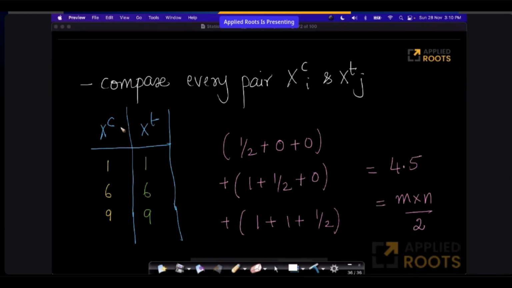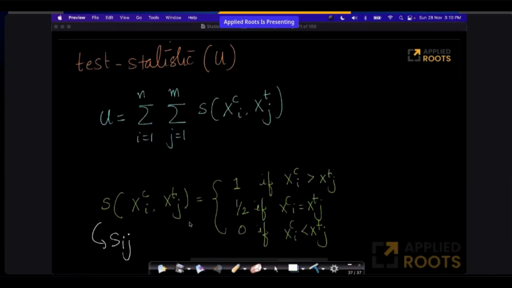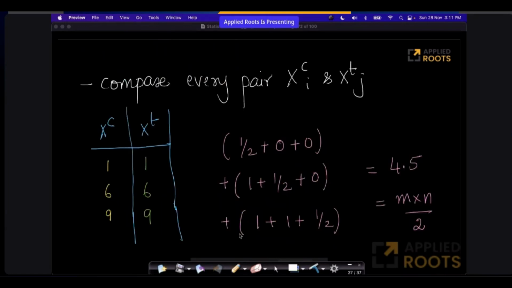If xc is the same as xt, exactly the same values, what happens to U? First you will compare 1 with 1, same value, so you give it a value of half. That's what your function S said, right? This function S is basically saying, if the control is greater than treatment, give 1. If they are the same, half. If control is less than treatment, 0. Simple. First we are comparing 1 with 1, same, that's why half. 1 with 6, control is less than treatment, so 0. Control is less than treatment, so 0.